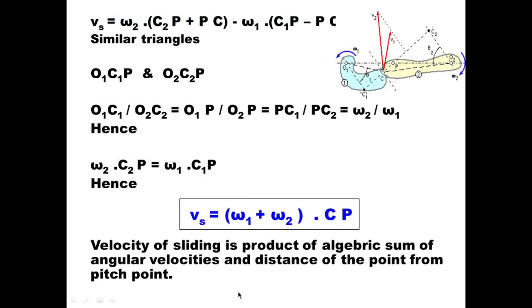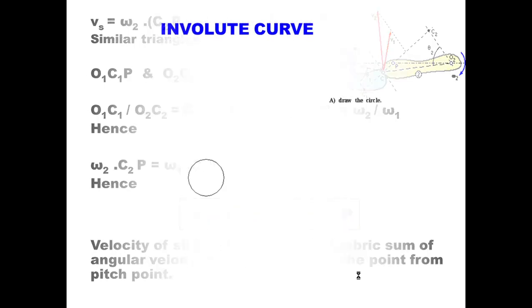So you can see here that Vs is equal to (omega 1 plus omega 2) into CP. That is, the velocity of sliding is the product of the algebraic sum of the angular velocities and the distance of the point of contact from the pitch point.